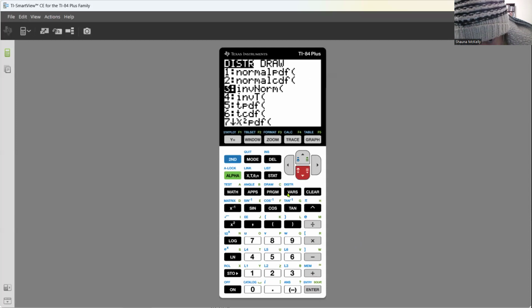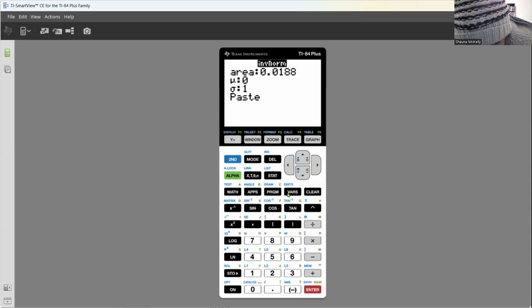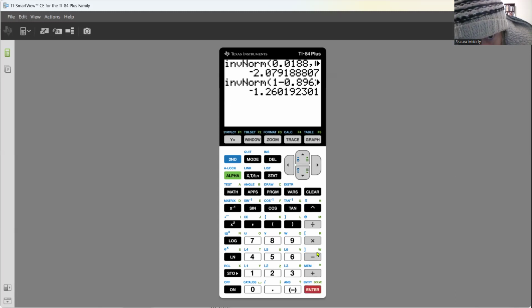inverse norm. Here I'm going to say 1 minus. Now this time I do want the minus, okay, because I want 0.8962, 0 and 1, paste it in. There's my number. So those are my answers for, remember this 9 makes this 1 and 2.